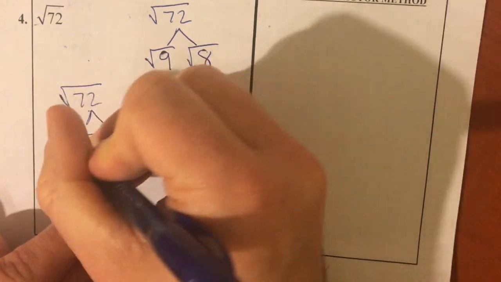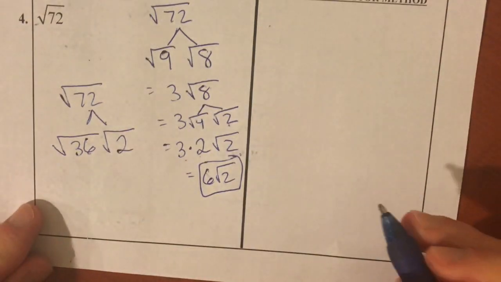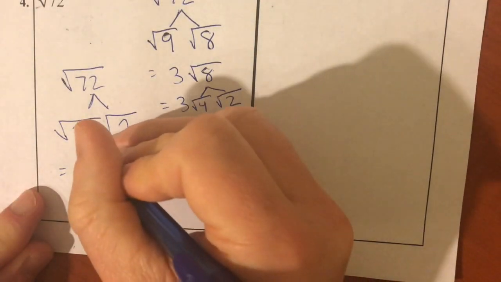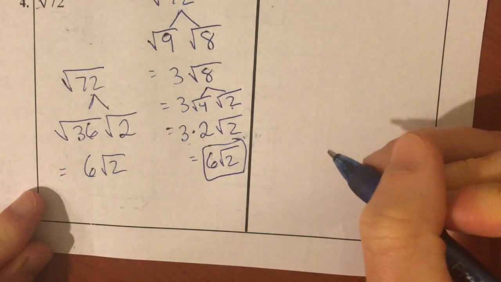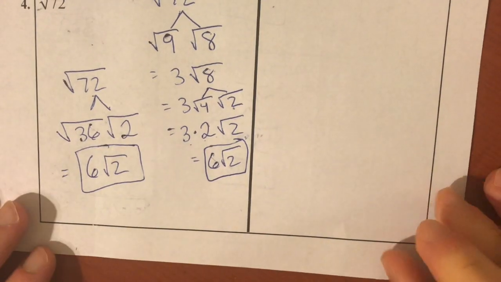So sometimes you can find the perfect squares that way by taking a 2 or a 3, dividing it in, and seeing what else comes out. And then 36 is a perfect square. What's the square root of 36? 6. Root 2, not a perfect square, doesn't reduce, done. 6 root 2 in one step.